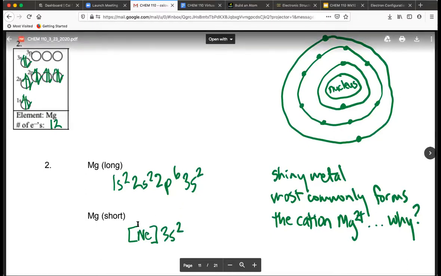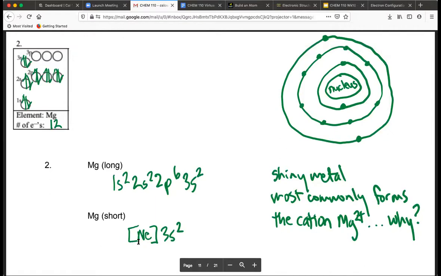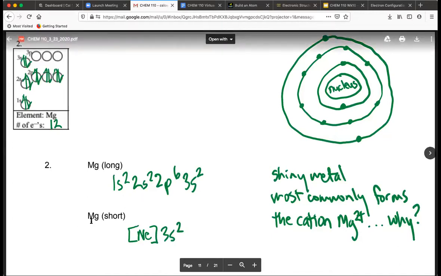So the idea here is this square bracket says, okay, everything up to this element, in this case neon, I'm representing in a shorthand or a short version. So whatever the noble gas configuration is for neon plus 3s2. And so that is the way that we do a short version, is essentially it's easy to find the noble gas because it's on the right-hand side of the table. And then I'm able to just add whatever the additional electrons are after that noble gas to get to the desired atom.